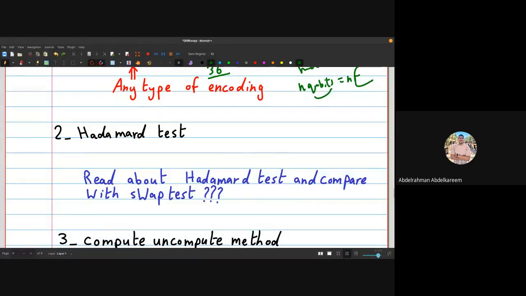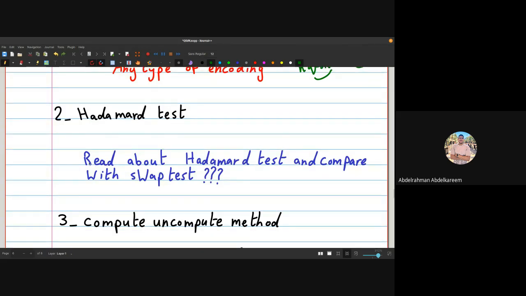Okay. For our case, the Hadamard test, I need you to search and read about the Hadamard test and compare the differences between the Hadamard test and swap test. It's a more complex approach. I don't want you to write a full proof of it. I just want you to read about it and compare it with the swap test, just to ensure that you have read about it. Okay. This is your first task.